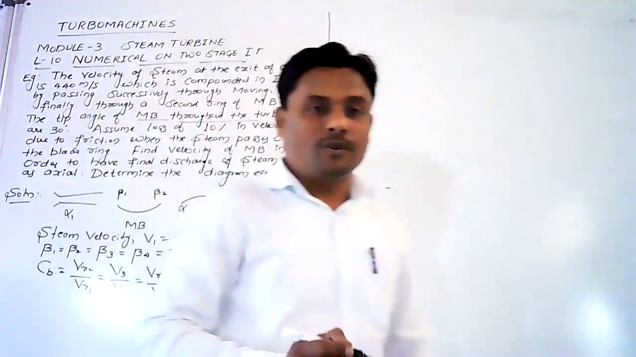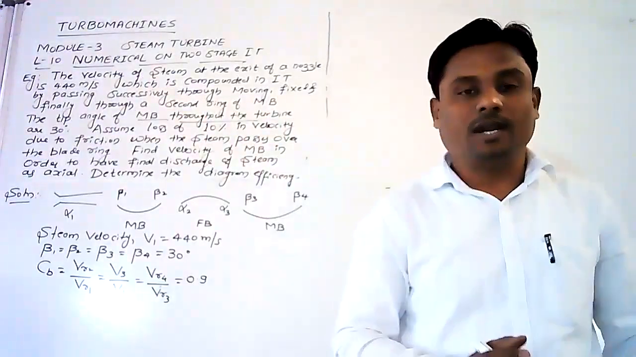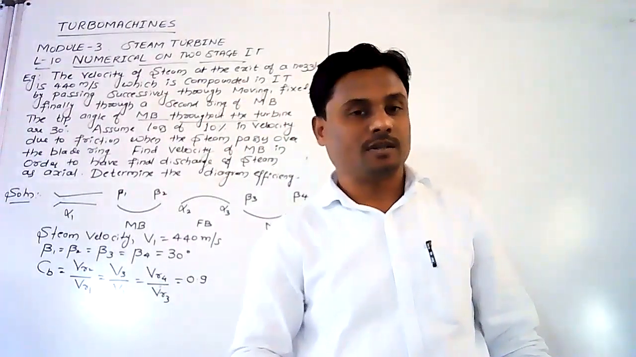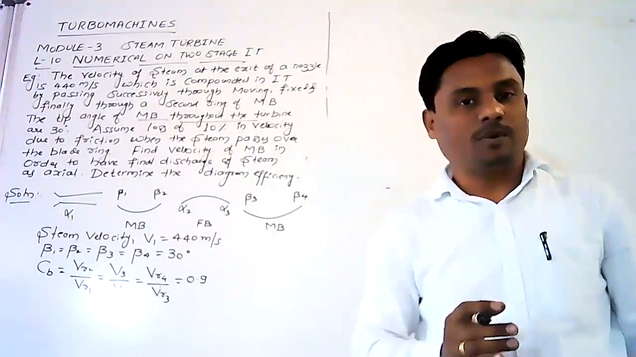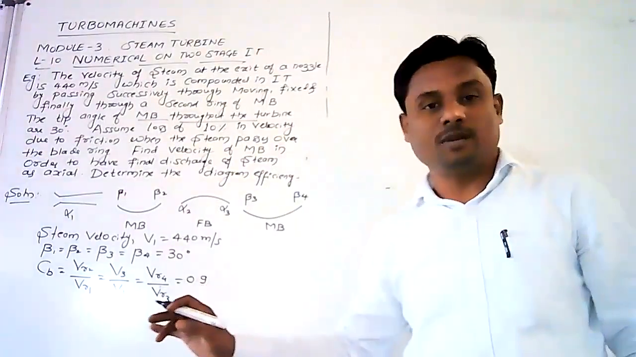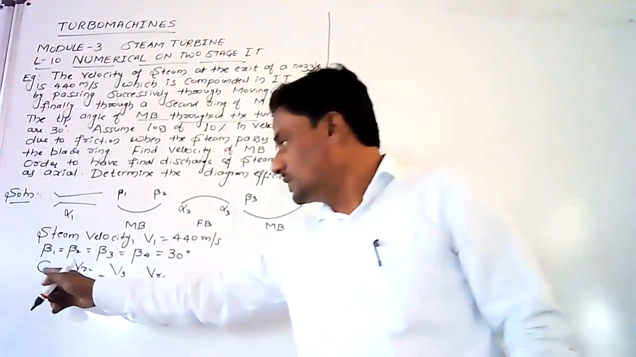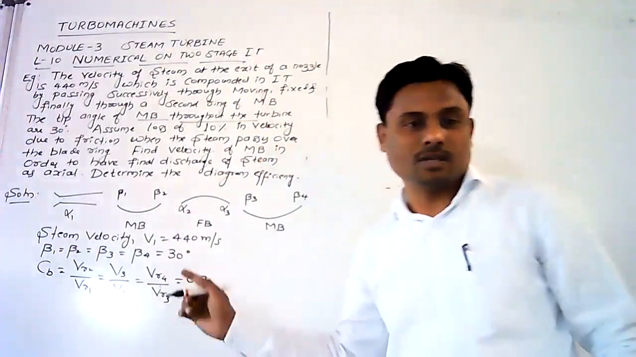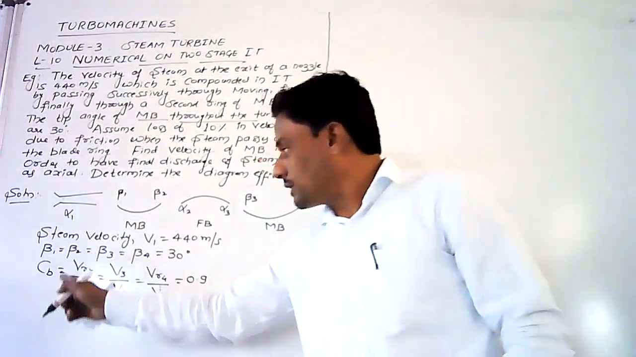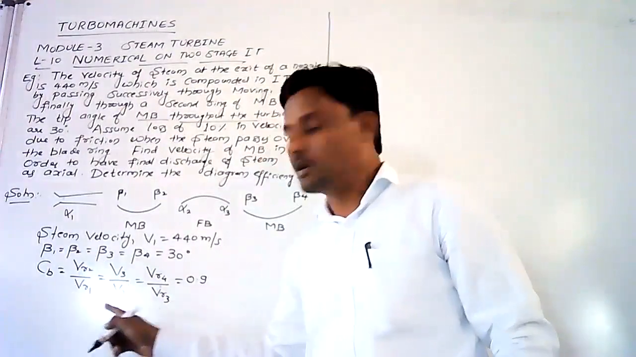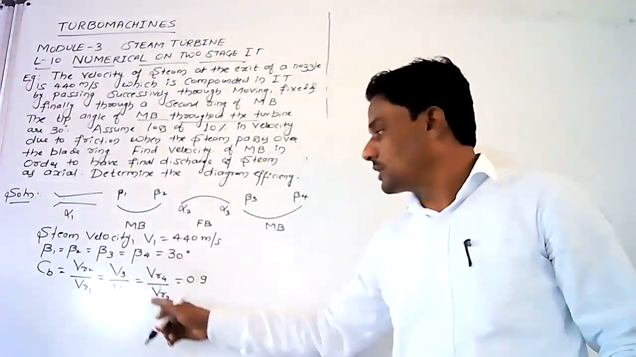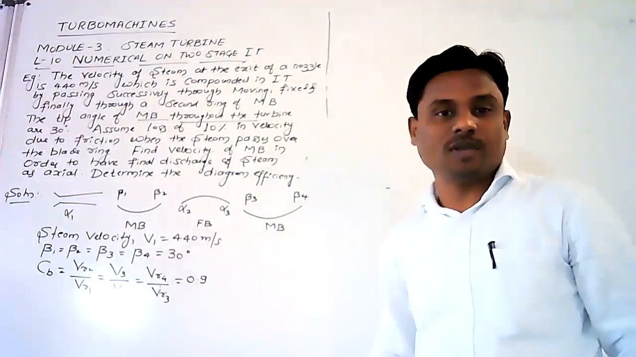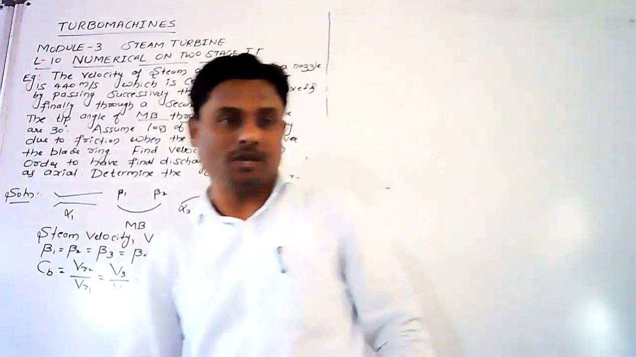Due to the friction between steam and the inner surfaces of the blades, there is a loss of velocity by 10%, so the remaining velocity is 90%. Therefore CB, the blade coefficient, equals 0.9. For first row of moving blade, VR2 by VR1. For fixed blade, V3 by V2. And for second row of moving blade, it is VR4 by VR3.